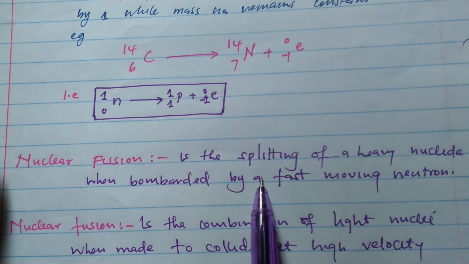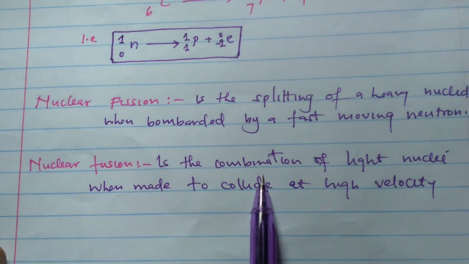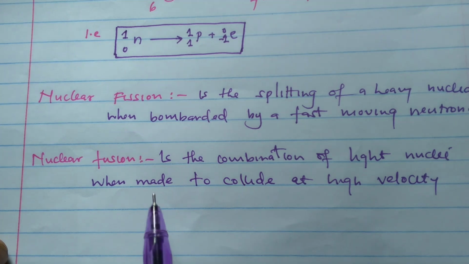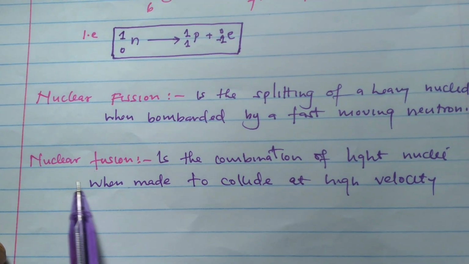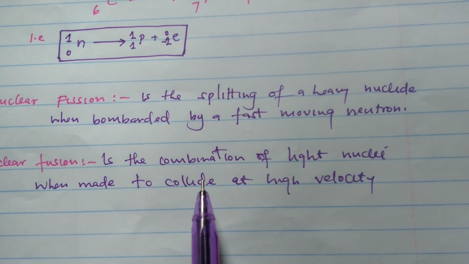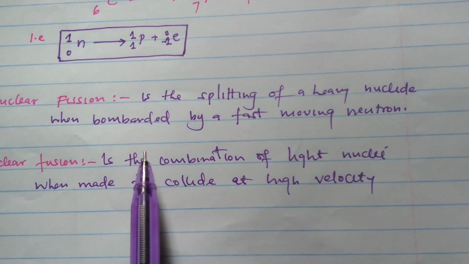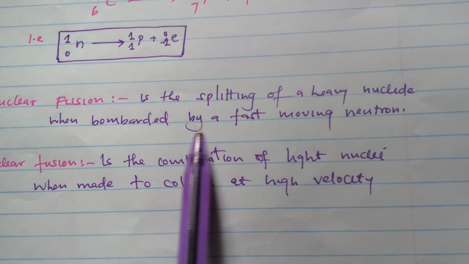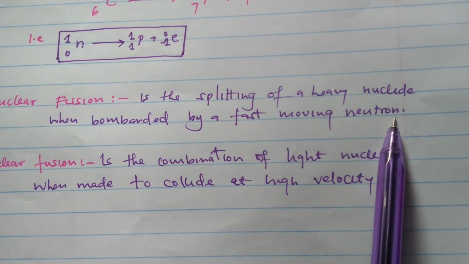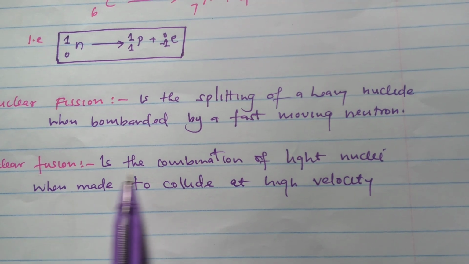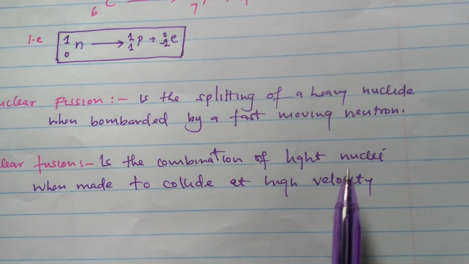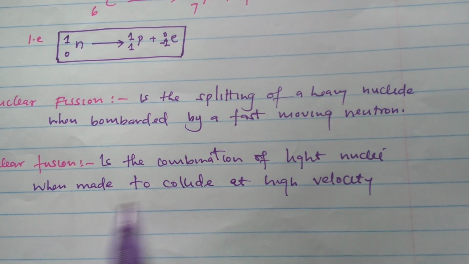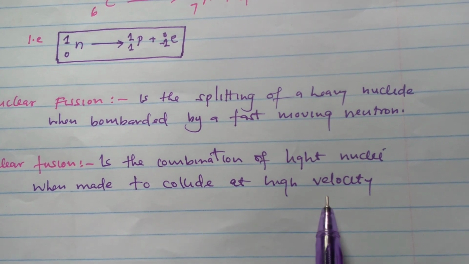Now, I want us to define two terms: nuclear fission and nuclear fusion, because these are terms that you can really meet in an exam. Nuclear fission is the splitting of a heavy nuclide when bombarded by a fast-moving neutron, while nuclear fusion is the combination of light nuclei when made to collide at a high velocity.